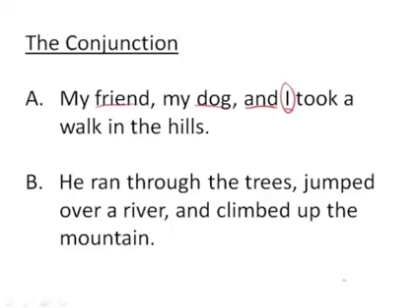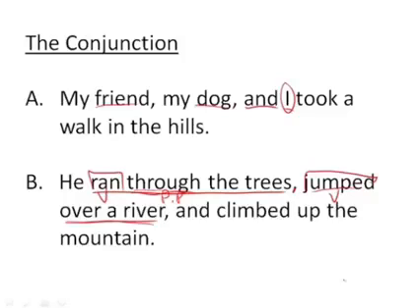Phrase-wise, so if we go to B, notice this phrase. He ran through the trees. So we have a verb, we'll put a square around that, followed by a prepositional phrase. Put PP, prepositional phrase. There's through the trees. Here's the comma. Notice he jumped over a river. Same thing. Verb, prepositional phrase, over a river, just like through the trees. And this idea of, hey, look, everything is matching up nicely, verb followed by prepositional phrase, is called parallelism.